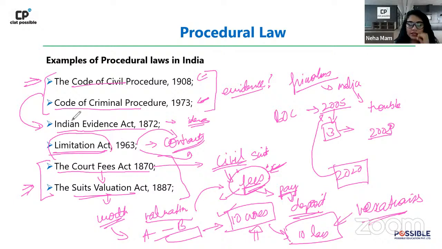So these are the basic procedural laws in our country. These two are not very important so far as your CLAT exam is concerned, but generally इनके ऊपर हमने questions आते हुए देखे, right? You know, in the PYQs also you must have come across questions on these. So today what we're going to start off with is your Code of Criminal Procedure, right? So this is what we are going to do today.